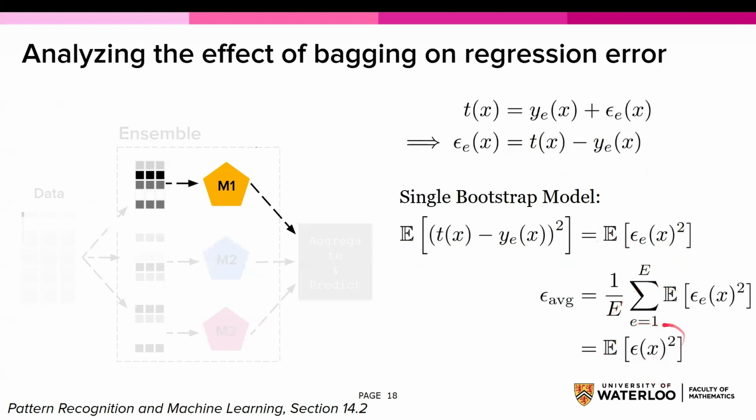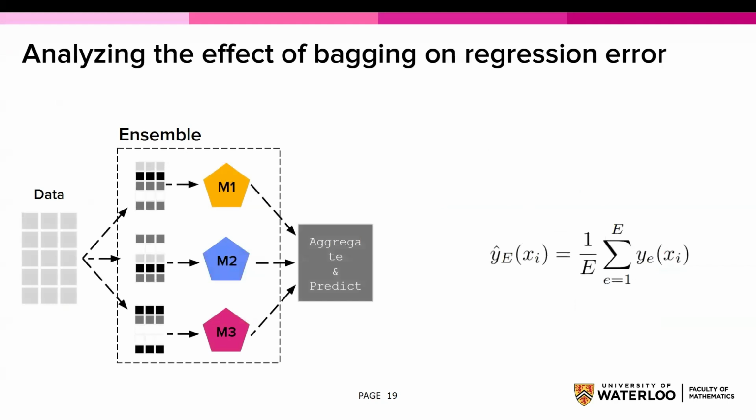That's simply the squared error, so nothing special there. And then the average error across bootstrap models, if they were acting individually, is simply the mean of the errors across those models. This is expressed as the expectation over all the individual model errors, which reduces to exactly the same as a single model acting on its own.